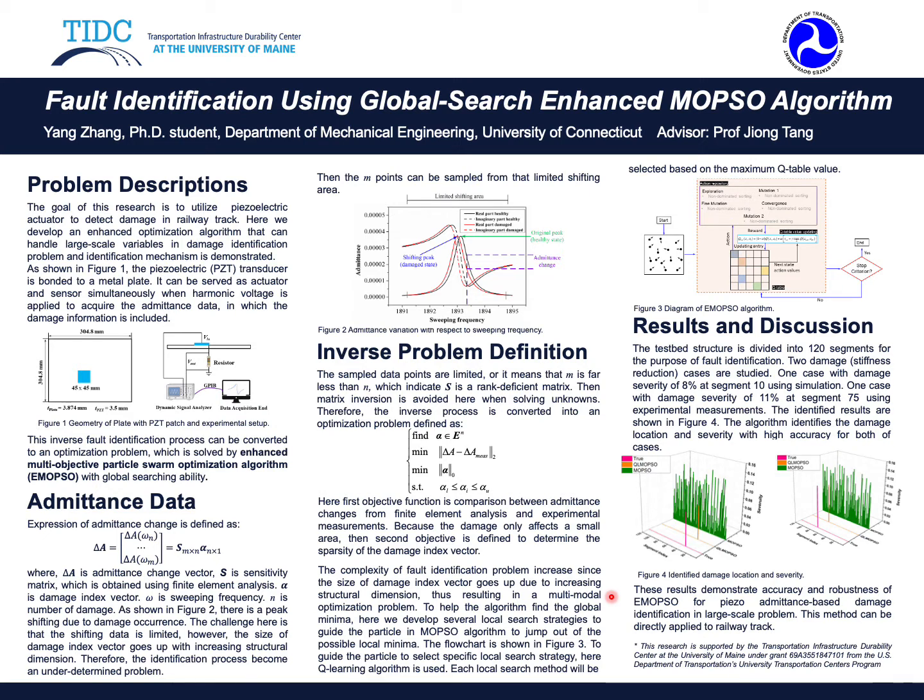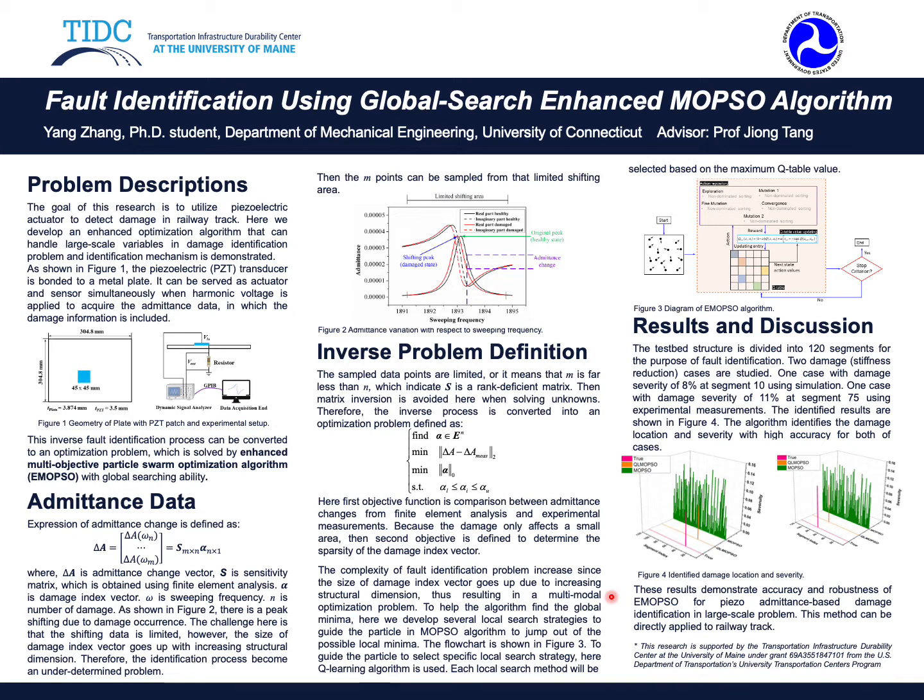Here we're using two cases to demonstrate the proposed algorithm. The testbed structure is divided into 120 segments for the purpose of fault identification. Two damage cases are studied. In one case, the damage severity is 8% stiffness reduction at segment 10 using the simulation data. In the other case, the damage severity is 11% at segment 75 using experimental measurements.